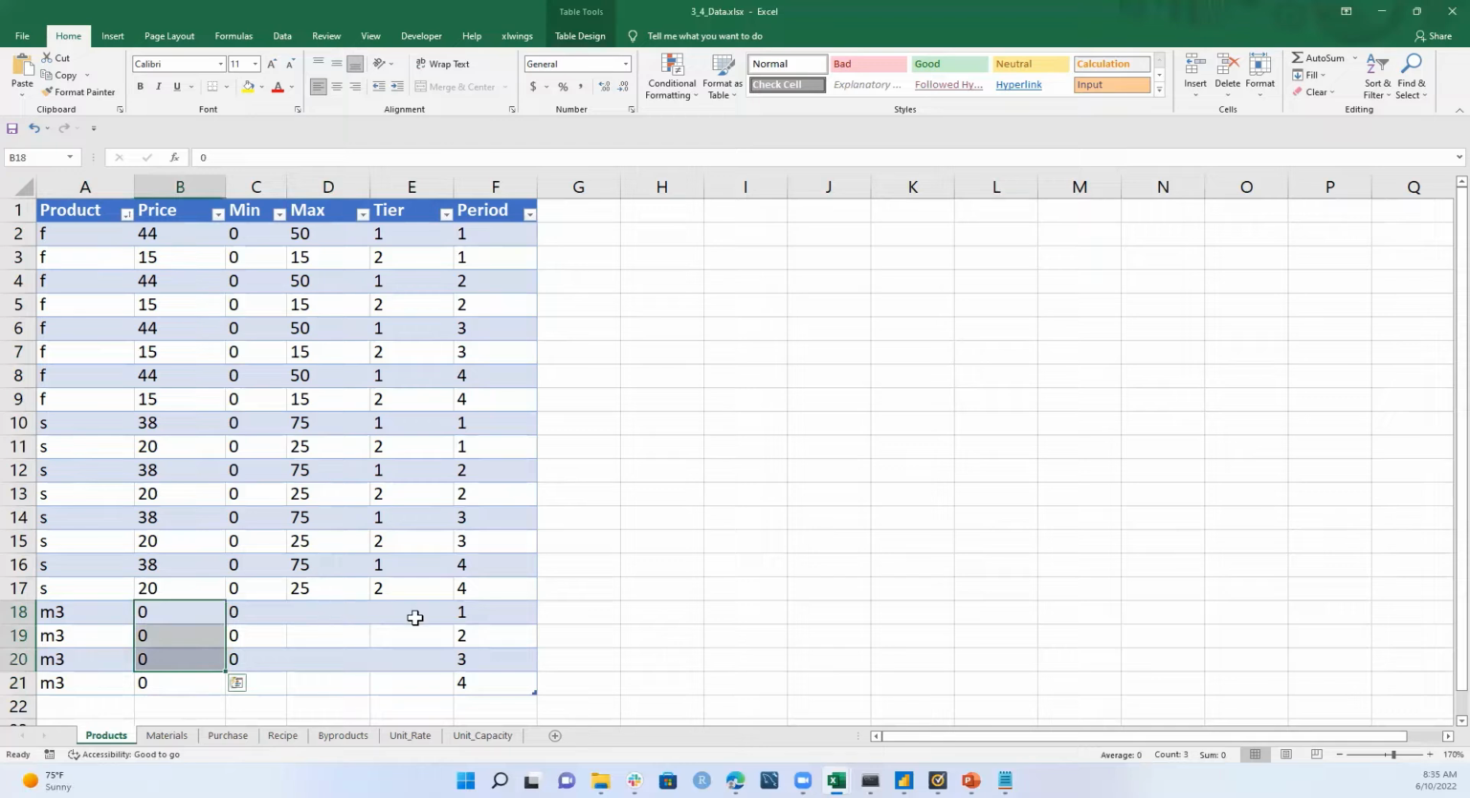There's no maximum demand, there's no market for it, so there's no distinction on the tier 1 or tier 2, but we do have this being produced, potentially being produced within each time period 1, 2, 3, 4. So that's how we set the products table up for multi-period planning. There are other more elegant ways to do this.